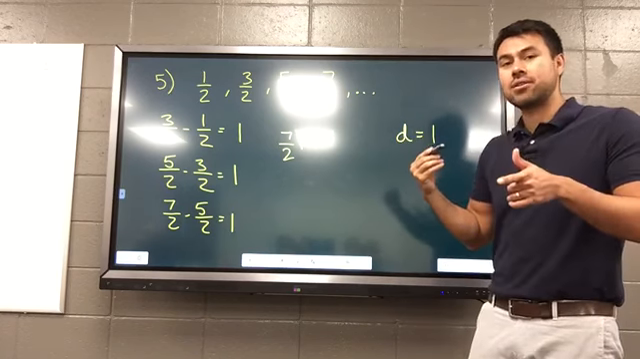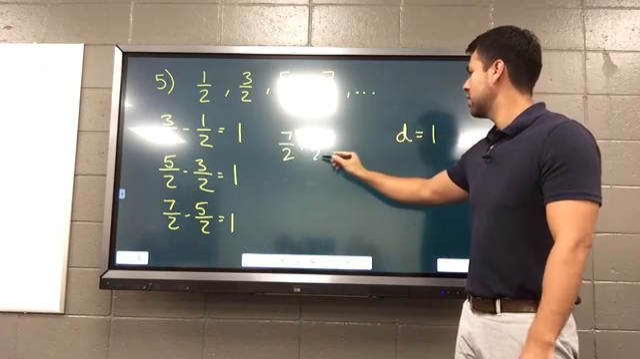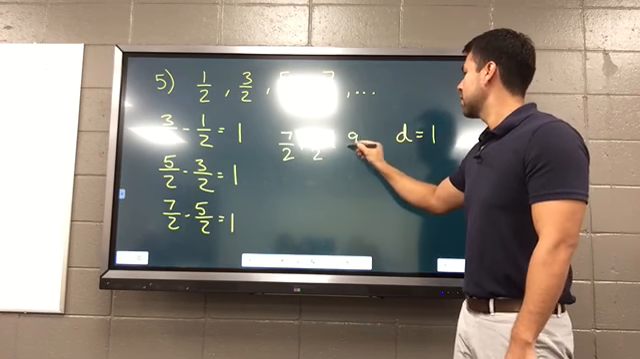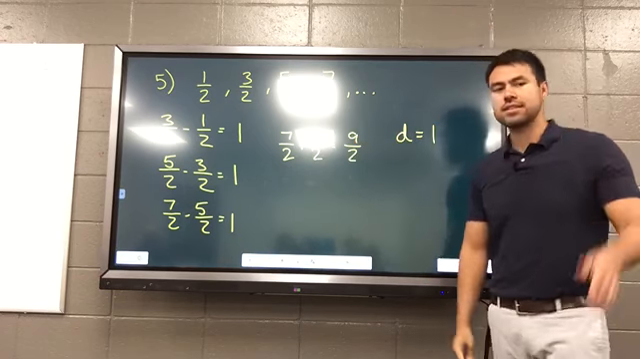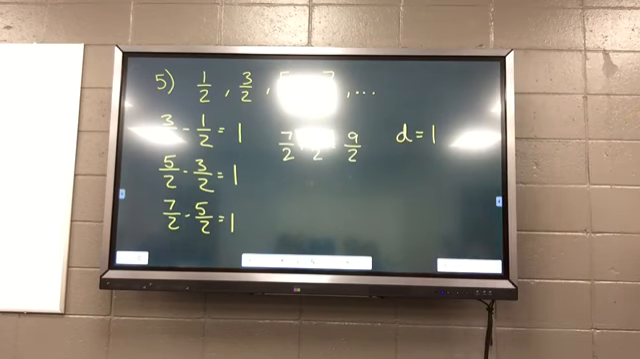And how would you add it though? Good, 2 over 2. So you can go back and forth. And what do you get? 9 halves. All right, and then hopefully you can see a sequence, and I'm okay with these improper fractions. So next 3 then.